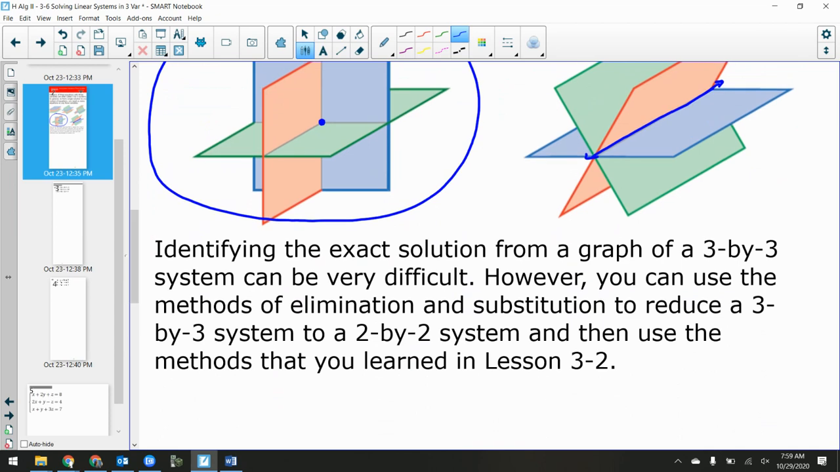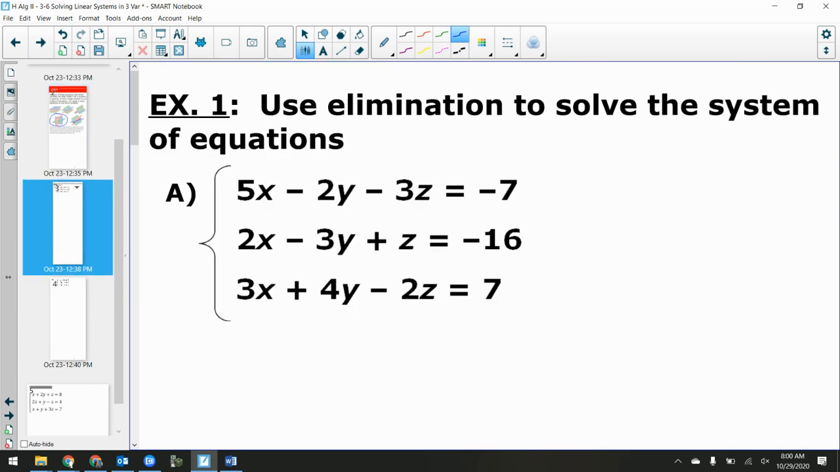Okay, identifying the exact solution from a graph of a 3x3 is nearly impossible, especially if you don't have some 3-dimensional graphing capability. Okay? However, you can use the methods of elimination and substitution to reduce a 3x3 into a 2x2, and then use what we learned in section 3.2. So let's try. Go ahead and write this down.